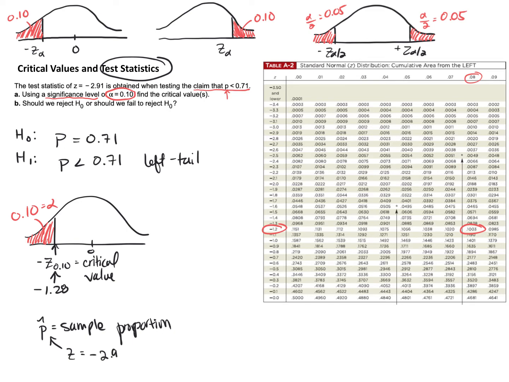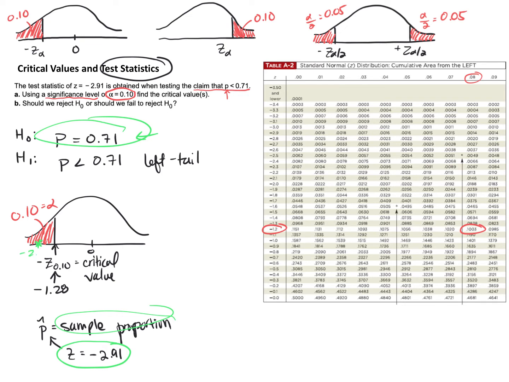So what this negative 2.91 means, I'll highlight it in green, is that the sample proportion that we got in our study shows, if the null hypothesis is true, so assuming that the population proportion is 0.71, does our sample data show that there is enough of a difference between what we actually found in our sample data and the assumed null hypothesis value of 0.71? So because our sample proportion has a corresponding z-score of negative 2.91, when I plot that on the normal distribution, that's going to be to the left of negative 1.28.